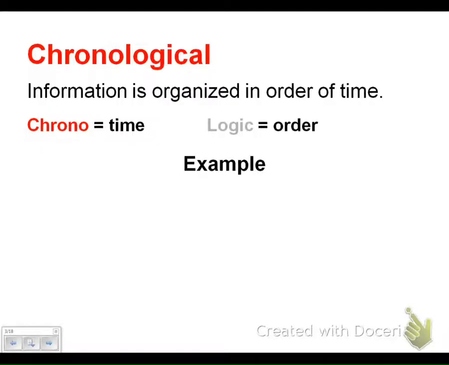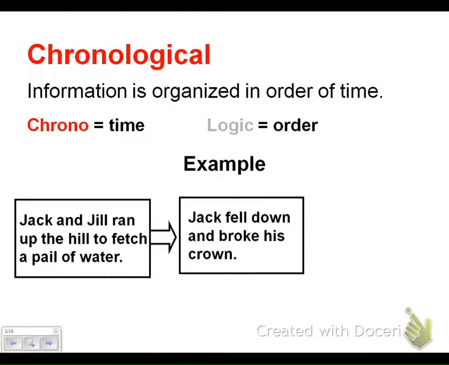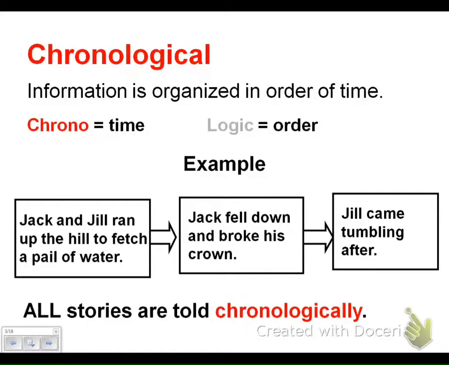An example of chronological order in a paragraph. Three events that happened over time. Jack and Jill ran up to the hill to fetch a pail of water. Jack fell down and broke his crown. Jill came tumbling after. All stories are told chronologically. Okay? If it's a story, it's in chronological order.